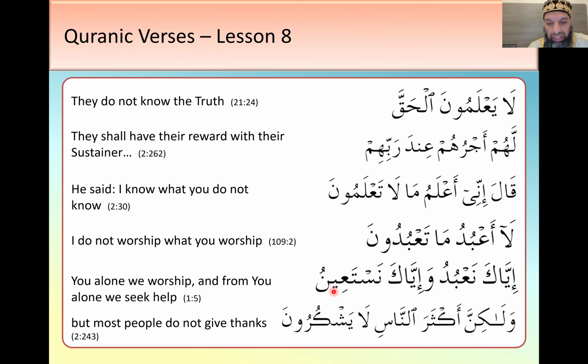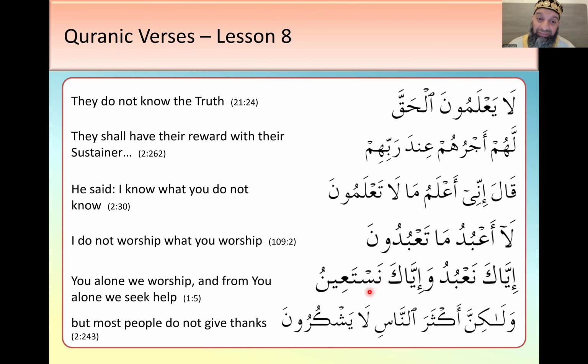You won't know this one yet. Why nasta'een means we seek help. The seek is in there. The seek is that seen, believe it or not. That seen there, it's not part of the root word. Well, it is. Actually, it's part of the root word, but it's not a three-letter root word. Right? It's going into level 3 here, right? But yeah, just leave it at that for now.